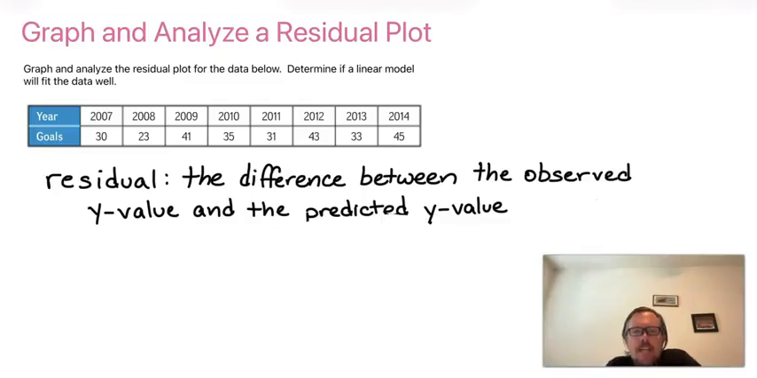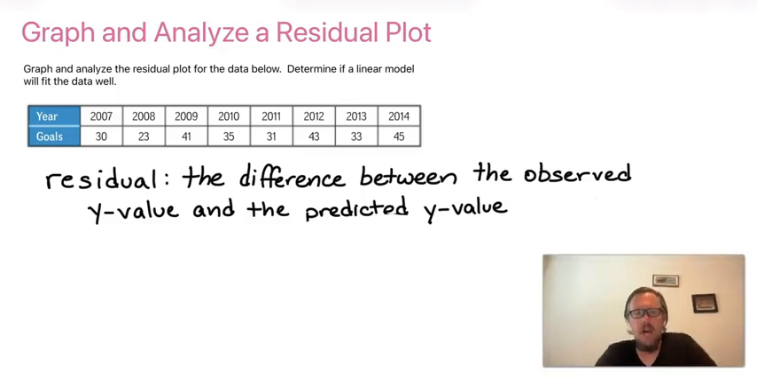So now we're going to introduce the idea of something called a residual. A residual is the difference between the observed y value and the predicted y value. The reason there's a difference is because whenever we make our best fit line, it's always off by a little bit, and that's because our best fit line is never perfect because our scatter plot is never completely straight. There's always a little bit of a gap between the point and our line.